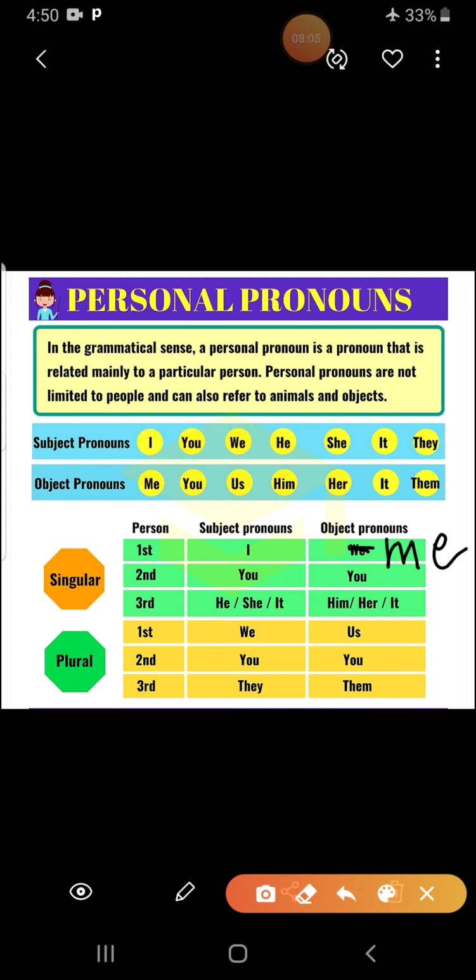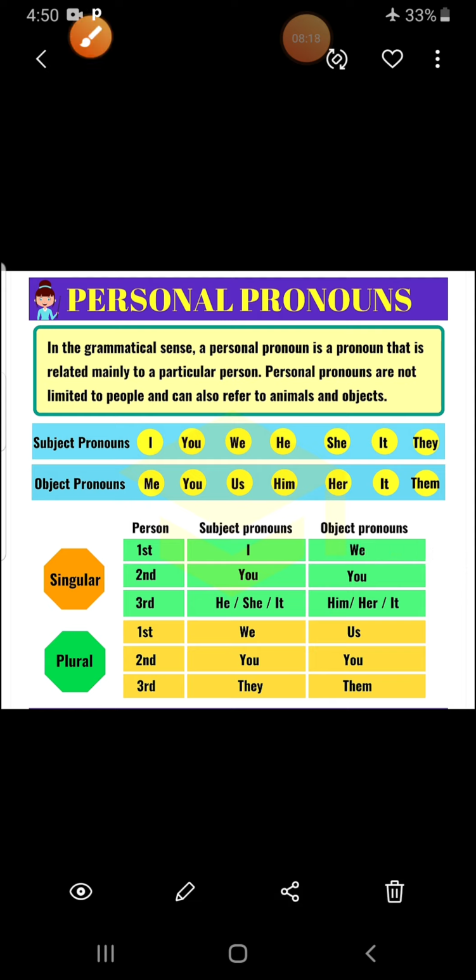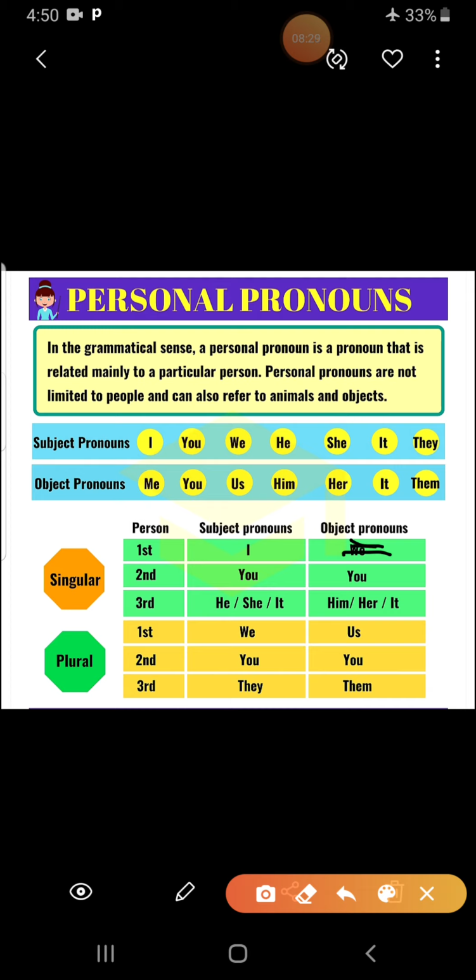This table is very helpful for you all. You can see for singular, first, second, third person, what subject is used, and then what object is used. Then in plural also what is used. I'm again telling you, there is an error here in this part. This we should not be there, it should be me. Please correct this. All right.